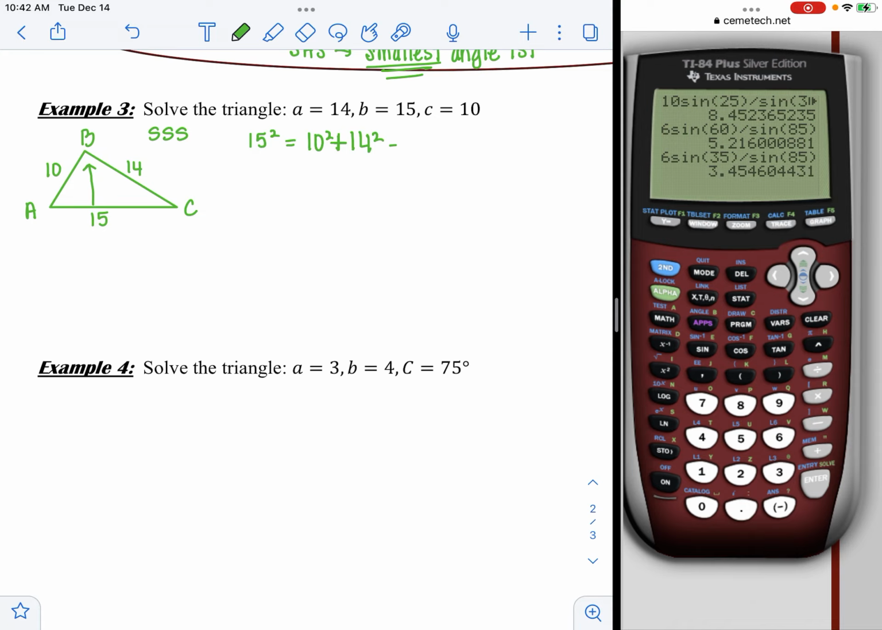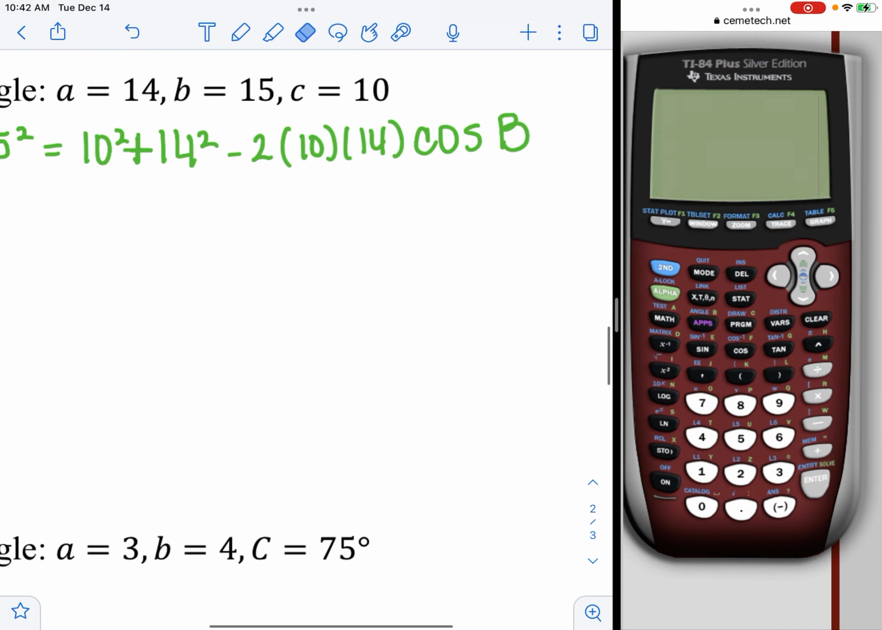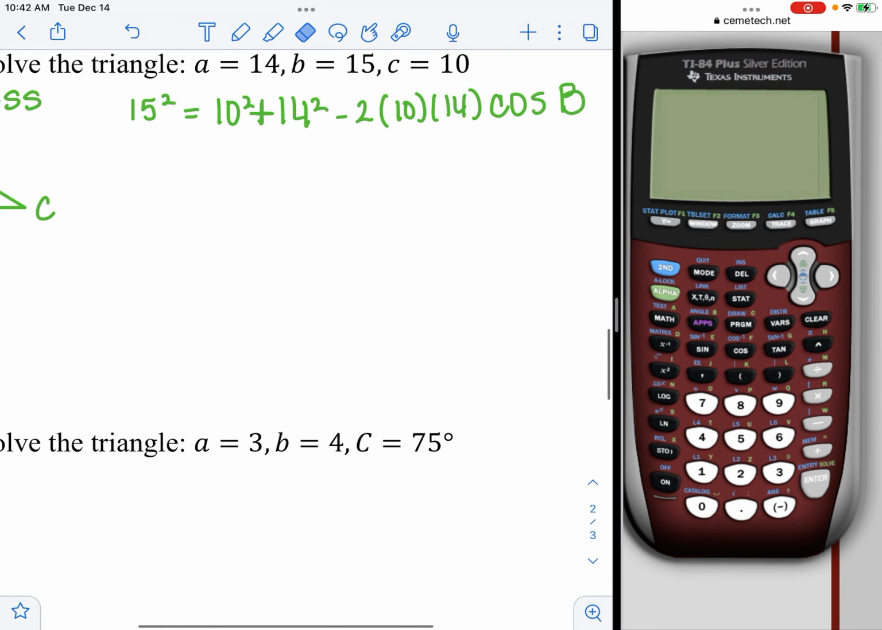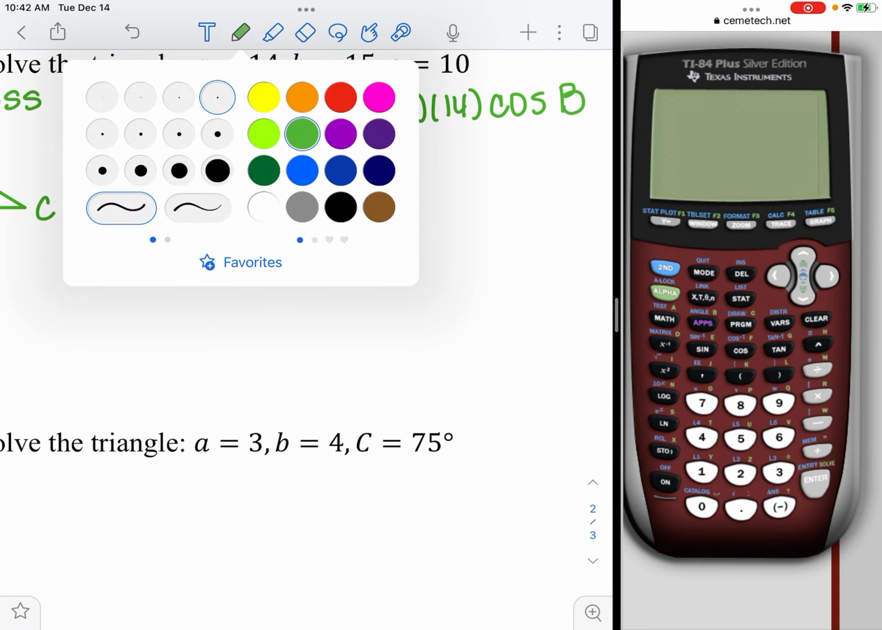Minus 2 times those 2 multiplied, 10 times 14, times the cosine of, and since you were solving for angle B, B. Okay, so now we just have to make sure our algebra 1 is in check. That's right, algebra 1. All right, so here's what you're going to do. If you listen to this, you're going to get it right, okay?